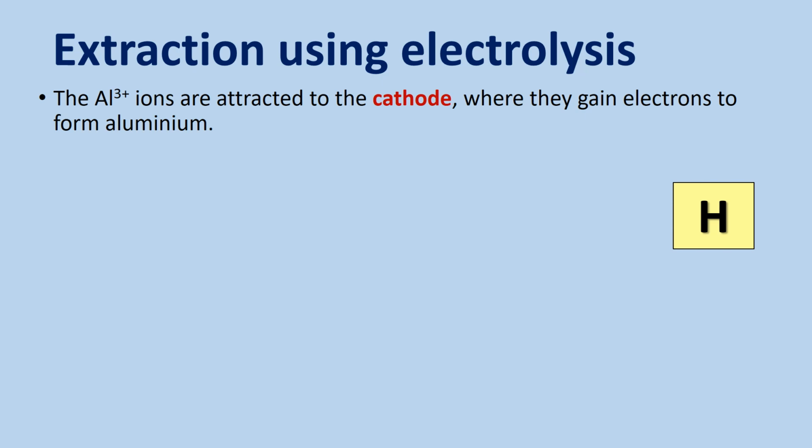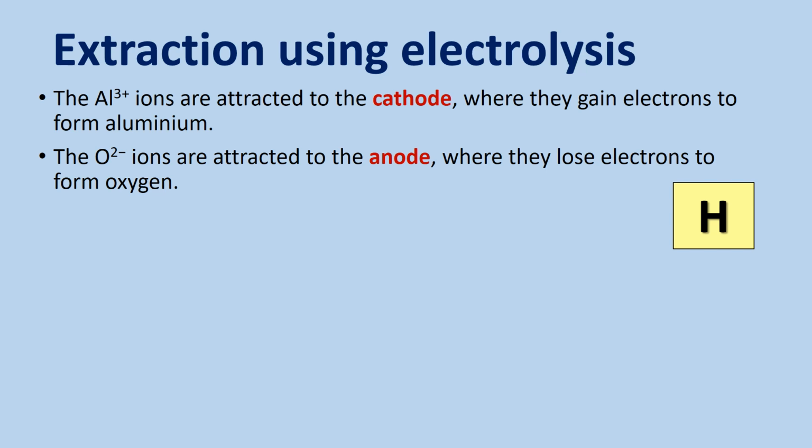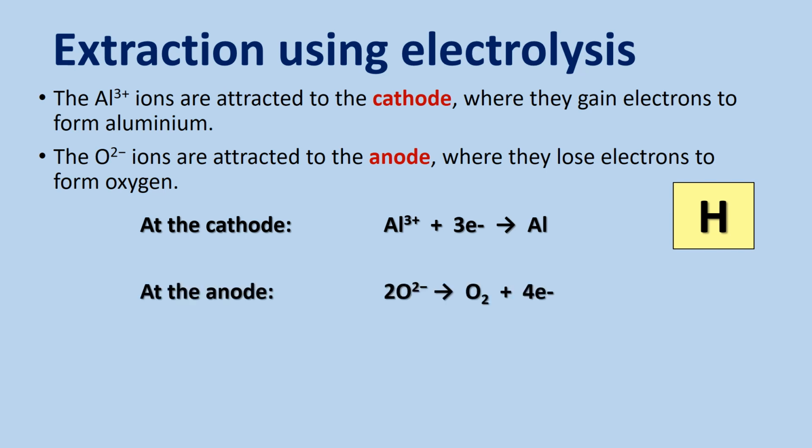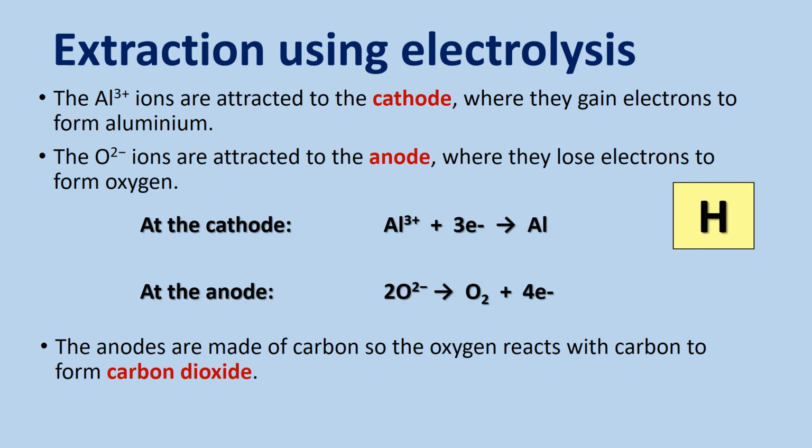So the aluminium ions are attracted to the cathode where they gain electrons to form aluminium. The oxide ions are attracted to the anode where they lose electrons to form oxygen. Here we have the cathode, aluminium ions gaining electrons to become aluminium, and at the anode, oxide ions breaking up into oxygen and electrons, losing those electrons. The anodes are made of carbon, so the oxygen immediately reacts with the carbon to form carbon dioxide, and the anodes wear away and have to be replaced.